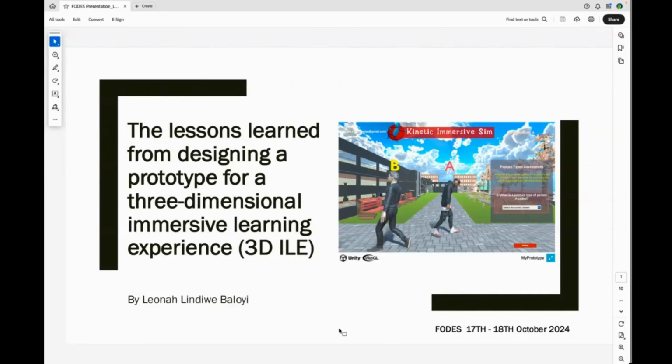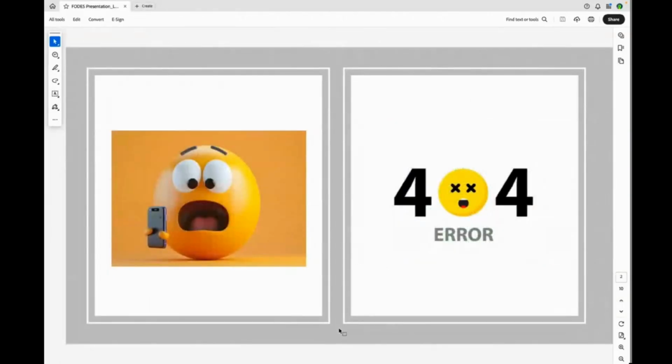The topic of my presentation today is the lessons learned from designing a prototype for a three-dimensional immersive learning experience. To summarize, I'll be referring to this prototype throughout my presentation as a 3D ILE. So what I'm about to present are the lessons that I learned through my study while I was designing and developing a 3D ILE prototype. Hopefully this might help someone who wants to design a similar project in the future.